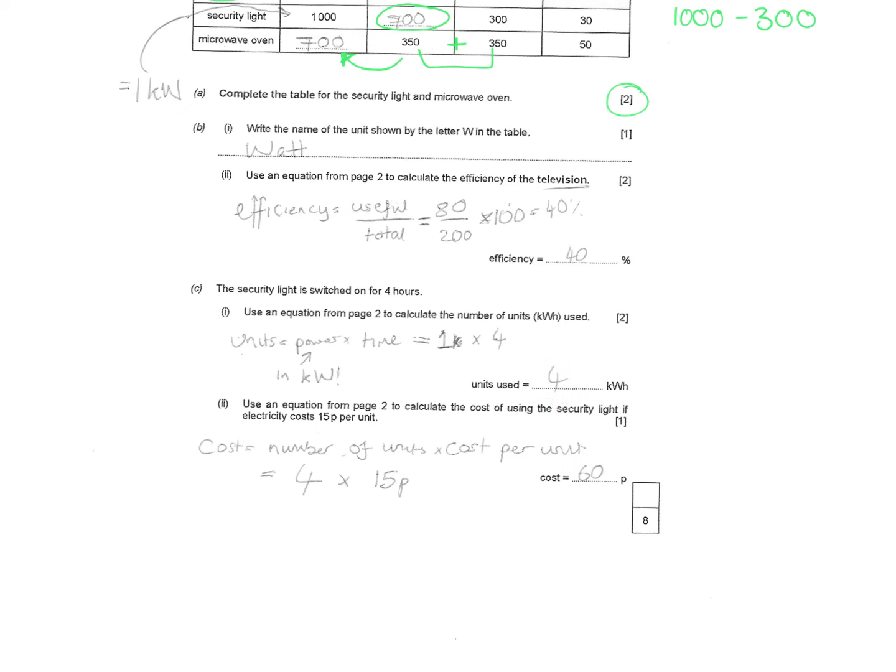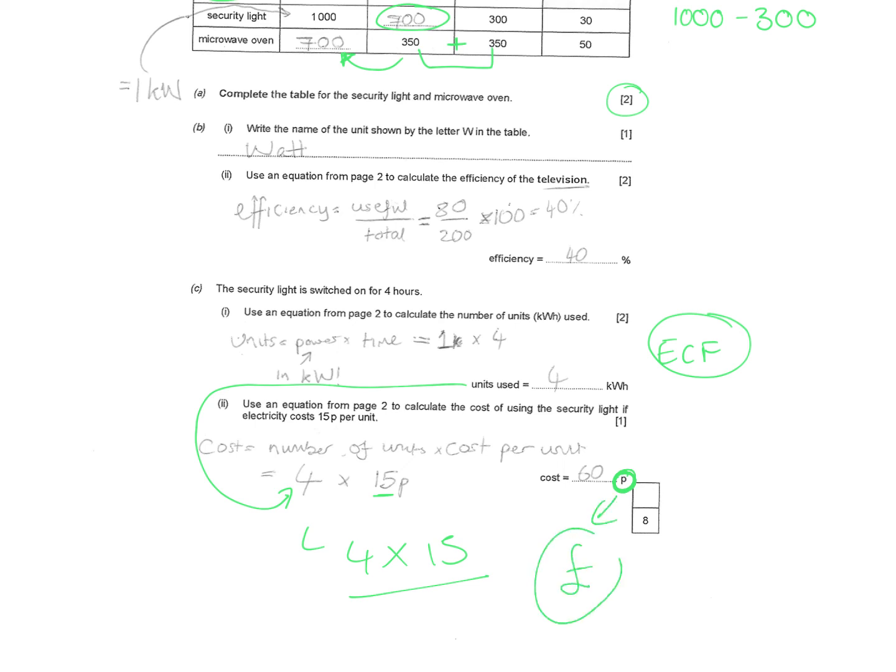Okay, again, to work out cost, we've done all these equations and they will give you these equations on the day. Okay, you won't have a page 2 to look back on. They will give you these equations on the day. So cost equals number of units, which we've worked out here. If you work out a different number, it doesn't matter because you'll get something called error carried forward. Cost per unit is 15p. Because they're asking for it in pence, you would just do 4 times by 15. Okay, be careful. If they ask for it in pounds, it's something slightly different.